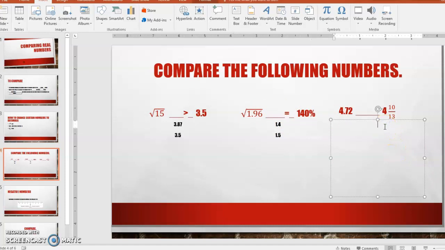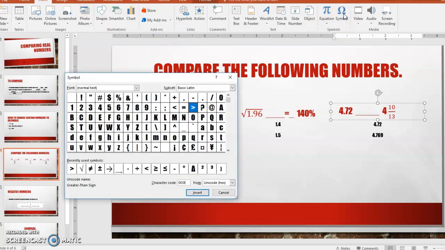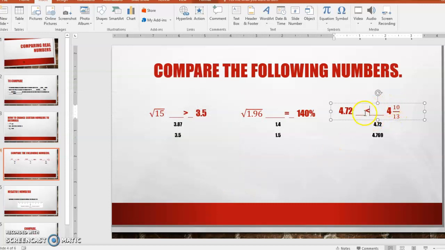Okay, and then our last two numbers, we have 4.72 or $4.72. We already changed 4 and 10/13, and we got 4.769, so $4.76, $4.77. Either way, we're going to see that 4 and 10/13 is bigger. So I'm going to put in my less than sign. Okay, and that's showing it's open to the 4 and 10/13, so it's showing that that number is greater.